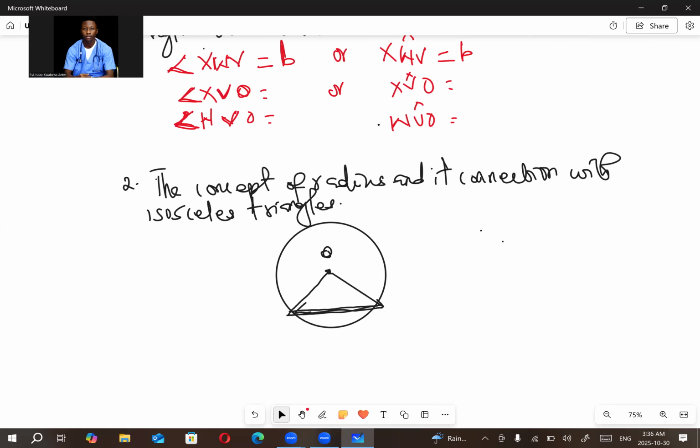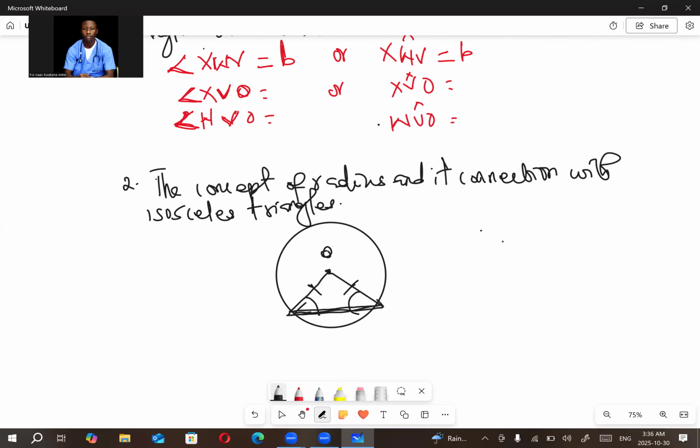The concept of radius and its connection with isosceles triangle. So when you have a center and you have two radii, and those radii form a triangle, trust me, that triangle is an isosceles triangle. An isosceles triangle is a triangle with two sides equal. And I have taught you plane geometry 1, right? In plane geometry 1, we said something about isosceles triangle. I said base angles of isosceles triangles are equal. Once it's an isosceles triangle, there's a conventional property.